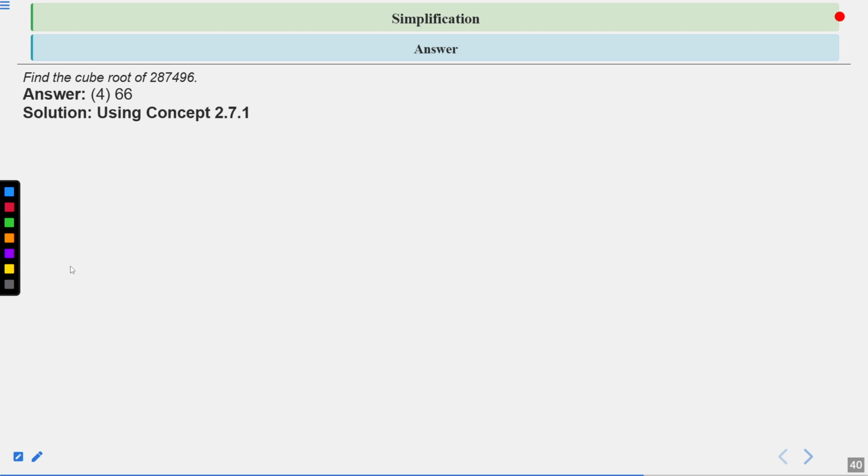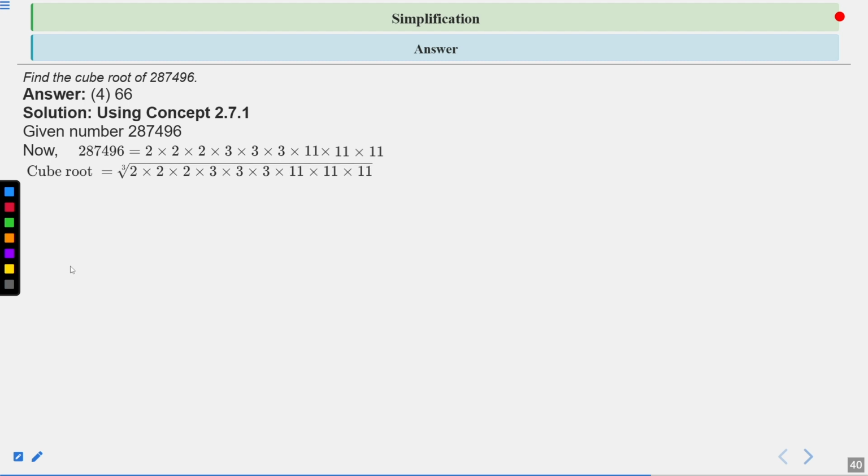First we prime factorize this number. So the given number is 2,87,496. First we prime factorize that number. So we get 2 into 2 into 2 into 3 into 3 into 3 into 11 into 11 into 11. So the cube root of that number will become 2 into 2 into 2 into 3 into 3 into 3 into 11 into 11 into 11.